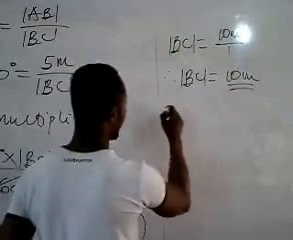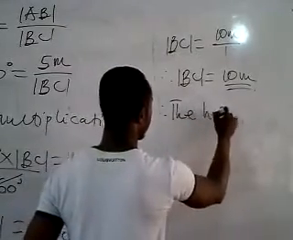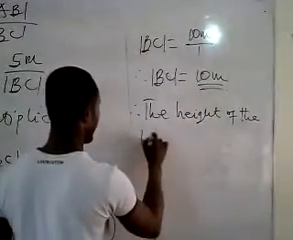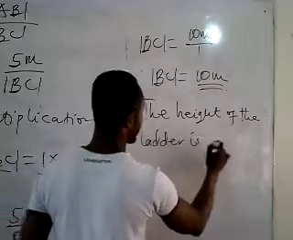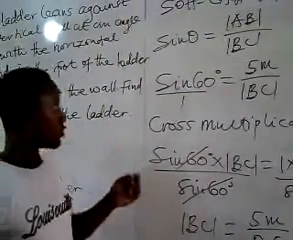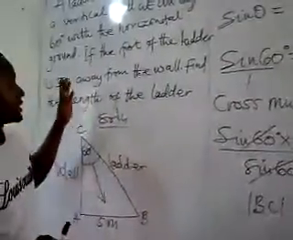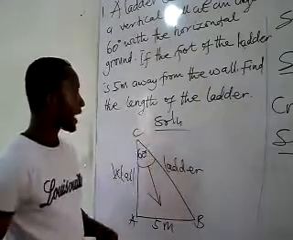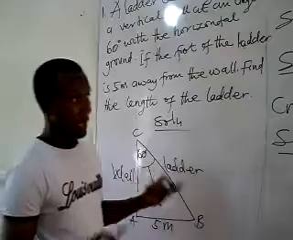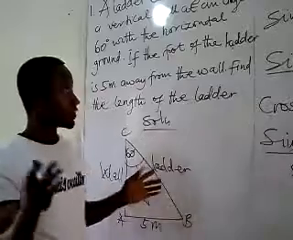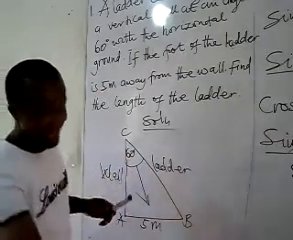So you can also write, therefore, the height of the ladder is 10 meters. So in all, from our question given, that is the value for the length which the question asked us to find, the height or the length of the ladder. I can also give you an example for you to try, but time is not on our side. So we take our last example and end the lesson for today.